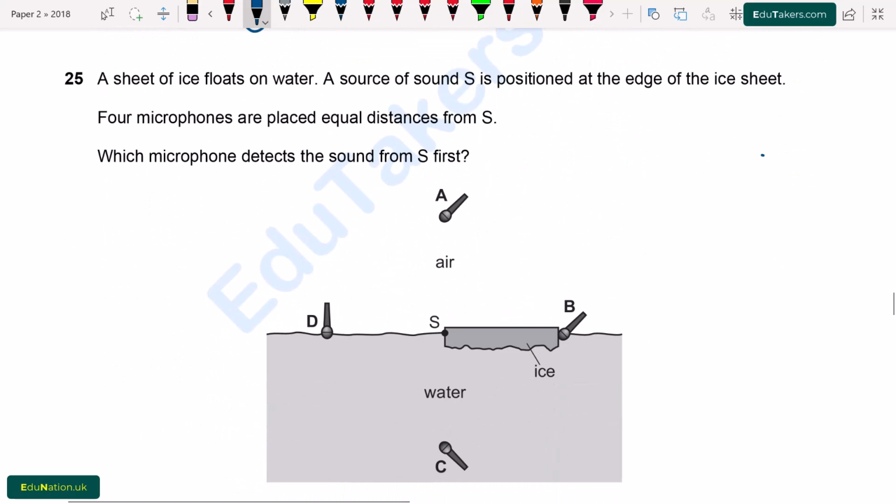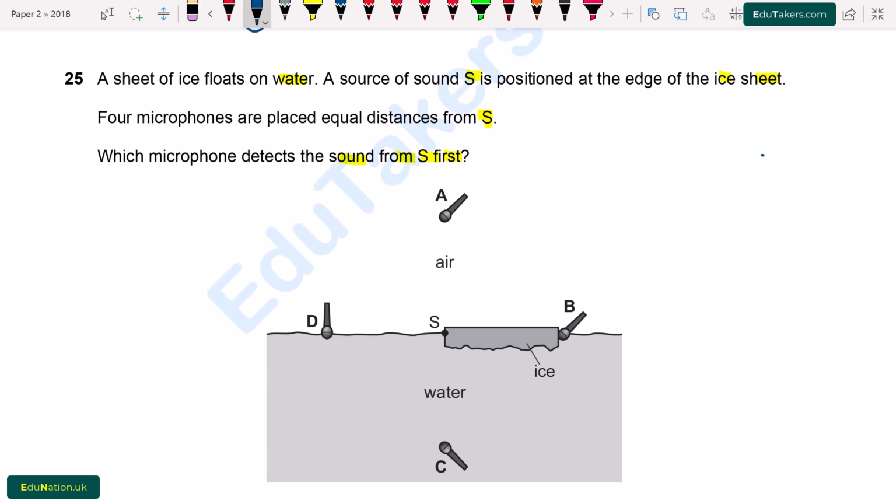Question number 25. A sheet of ice floats on water. A source of sound S is positioned at the edge of the ice sheet. 4 microphones are placed an equal distance from S. Which microphone detects the sound from S first? So which one of the microphones detects the sound first?